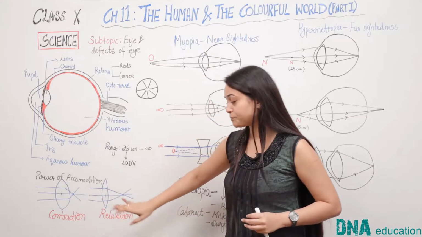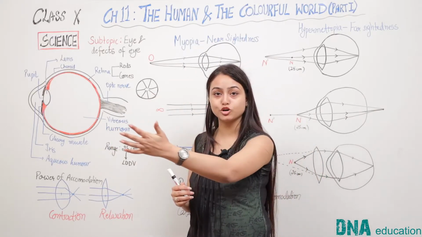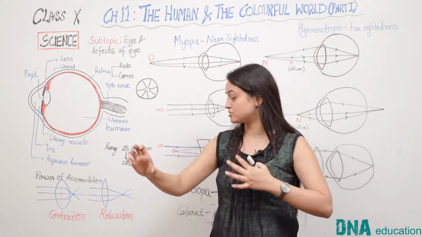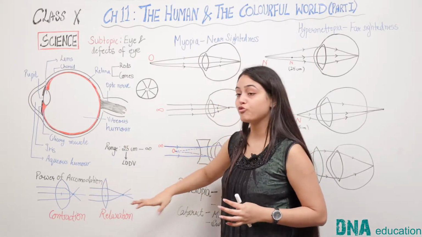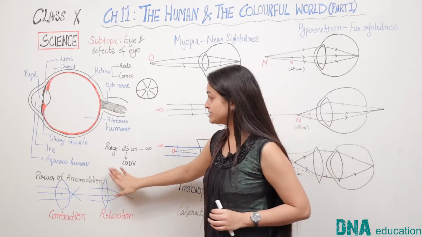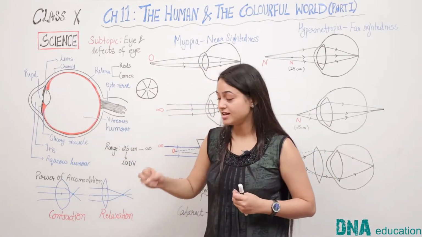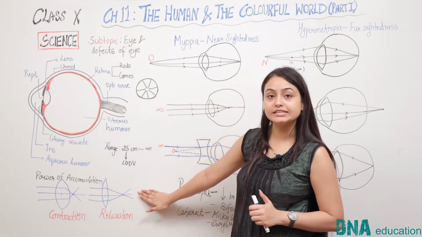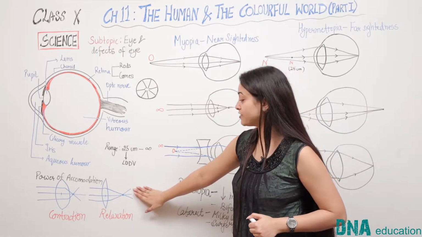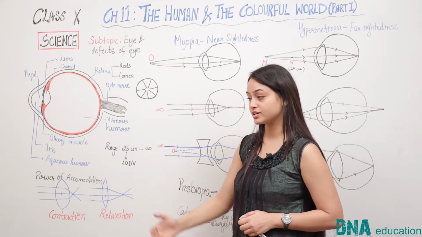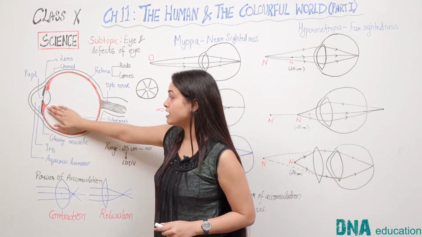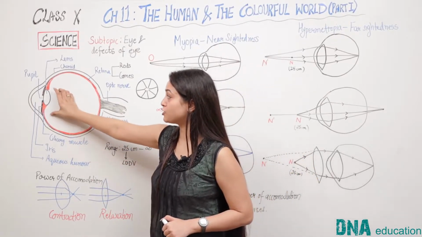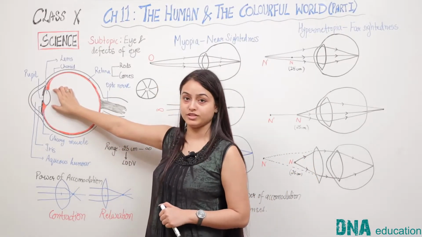And similarly, when we have to see a distant object, then we need the focal length of the eye lens to increase so that the rays can be focused on a far object. In this case, the muscles relax, the lens becomes thin and the focal length of the lens increases, and in this way the light rays are focused on a distant object. So this is the function of ciliary muscles that help in controlling the focal length of the lens.